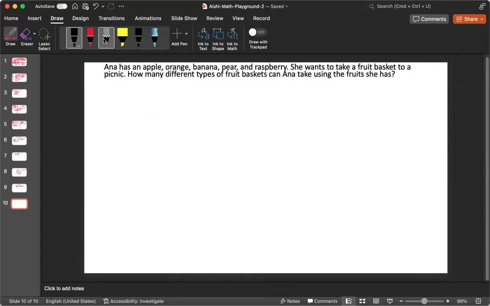So we have 2 choices. And there are 5 fruits. So we would do 2 to the 5th power, which is equal to 32. Fun fact, notice that one of these fruit baskets has no fruit. But the question does not say that this fruit basket has to have at least 1 fruit. So that is also a possible choice.